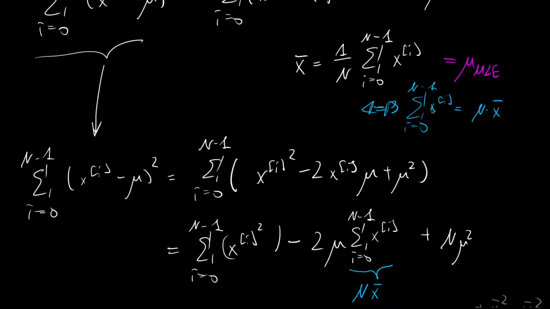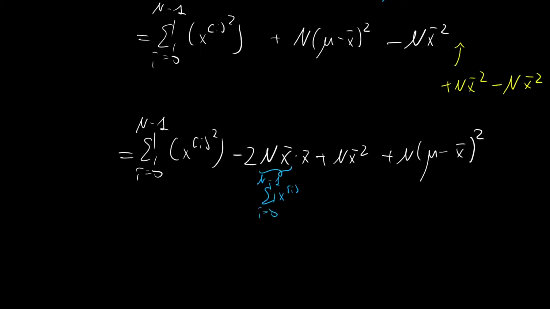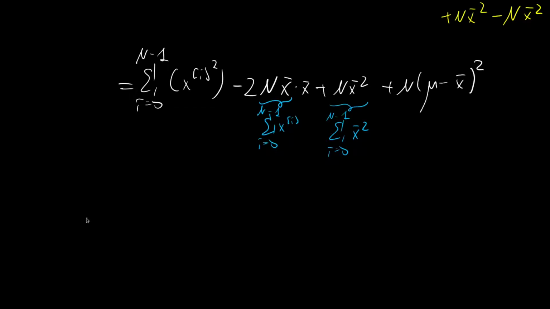N times x bar is the summation. And here we see we have n times x bar squared, and this is the same as if we would add up x bar squared n times. So this is the summation from i=0 to capital N minus 1 over x bar squared. Hope you see this: if we would add this up n times, then we would get n times x bar squared.